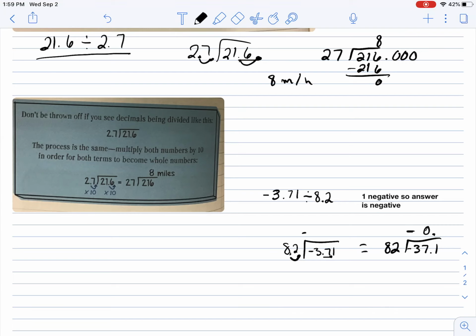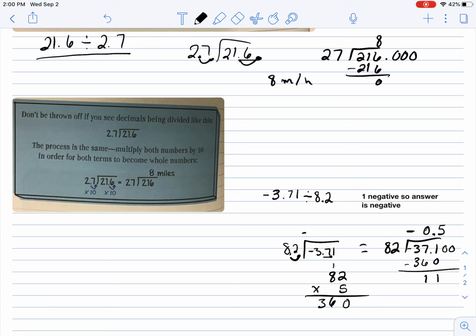Then we have to go to 371. I'm going to try 4, 82 times 4. Actually, I'm going to do 5. 5 times 2 is 10, carry the 1, 5 times 8 is 40, plus 1 is 41. So 82 can go into 371 5 times, giving us 410. Then we're going to be left with 11.